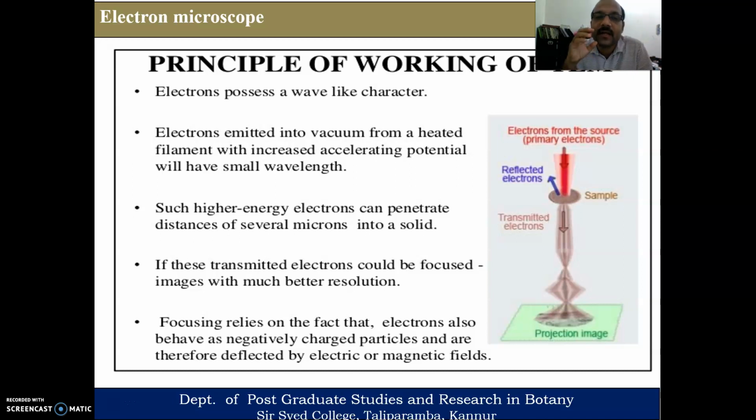Electrons possess a wave-like character. Electrons emitted into vacuum from the heated filament with increased accelerating potential will have small wavelength. Such higher energy electrons can penetrate distances of several microns. That is very important.